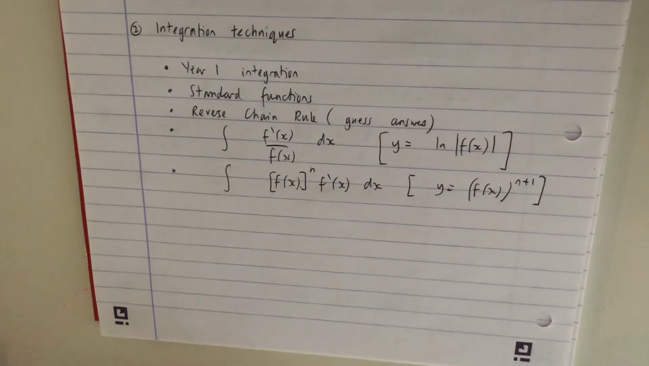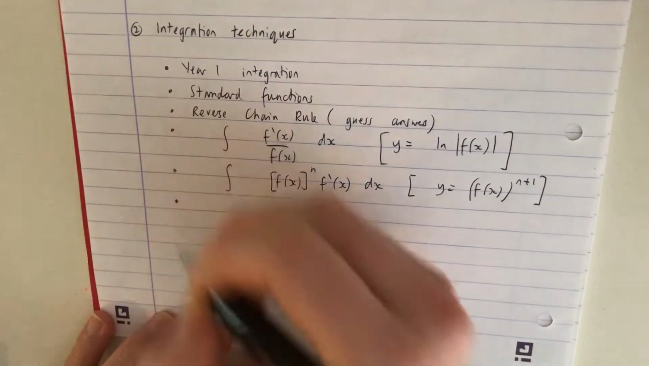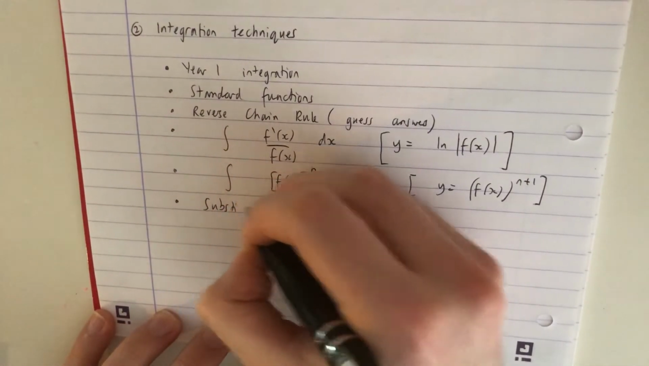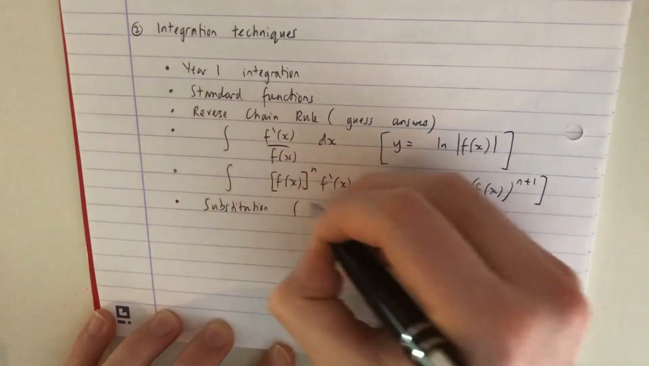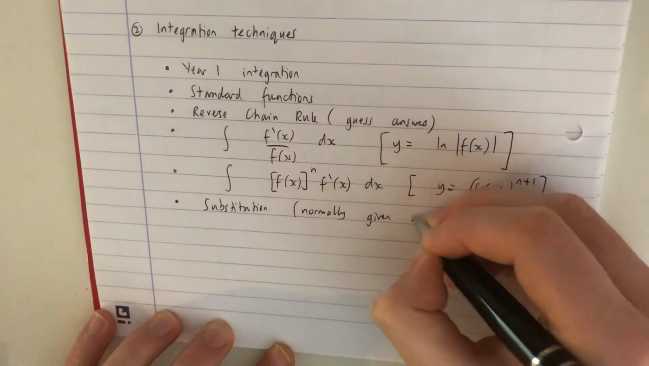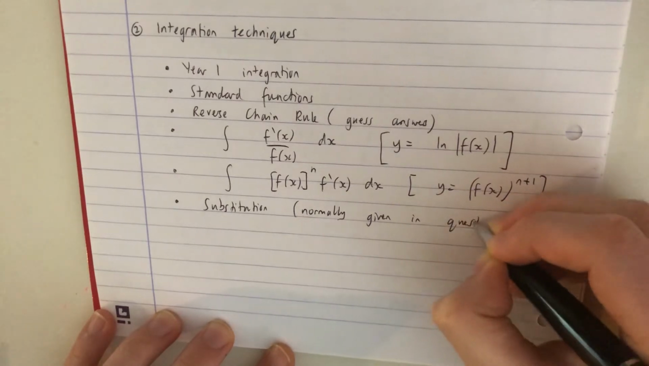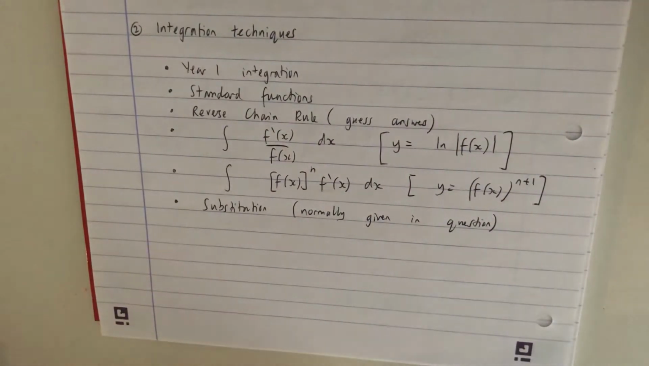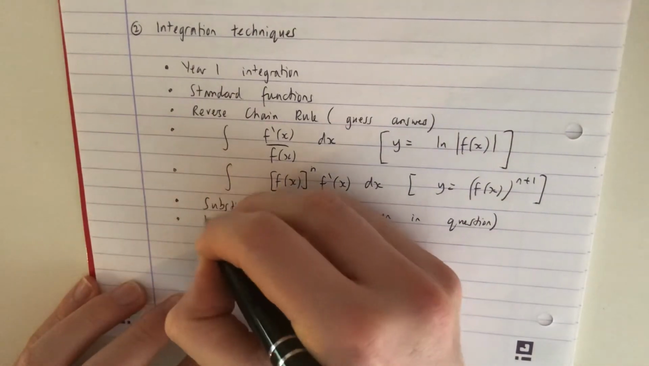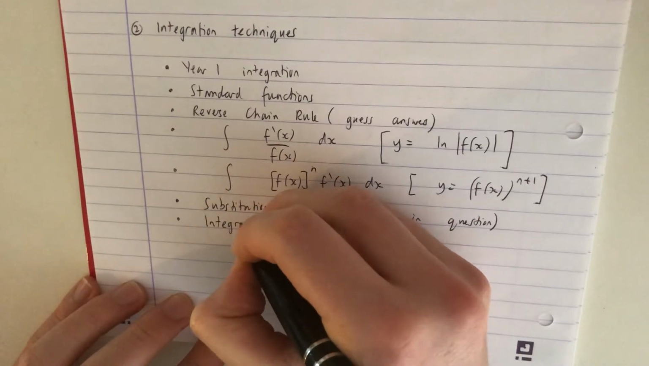Those are two patterns. Other things we've done, we've used integration by substitution. That's normally given to us, so they might prompt us and say use an appropriate substitution, or use this substitution, so we need to be aware of that. We've done integration by parts.